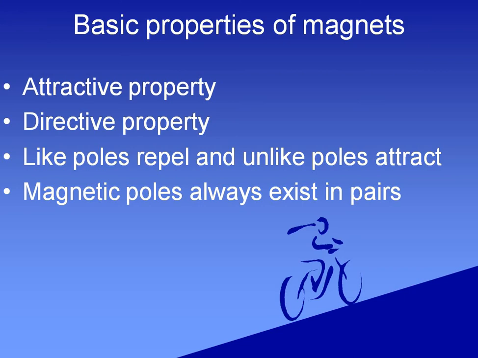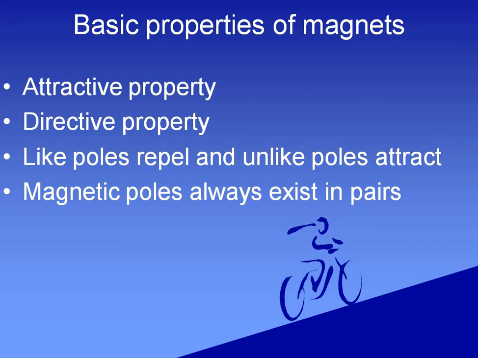These poles will always exist in pairs. That is the main difference between electricity and magnetism. In the case of electrostatics, isolated charges can exist: one single positive charge or one single negative charge. But in the case of magnetism, single monopoles will not exist. Monopoles will not exist means we cannot isolate a single north pole or a single south pole.